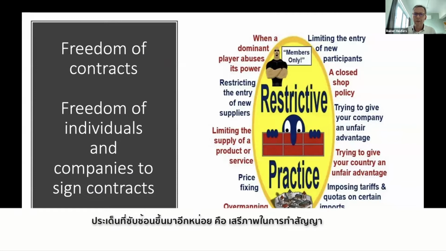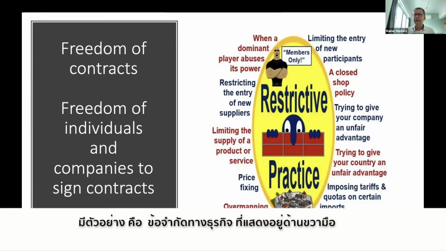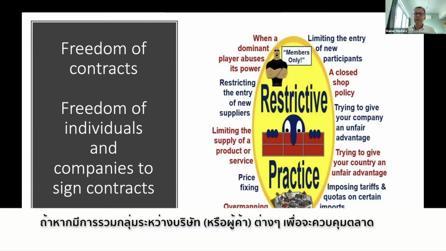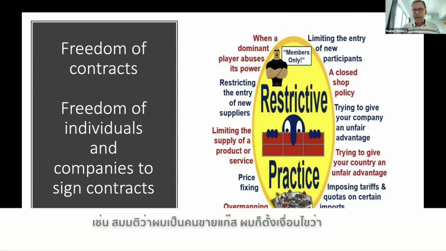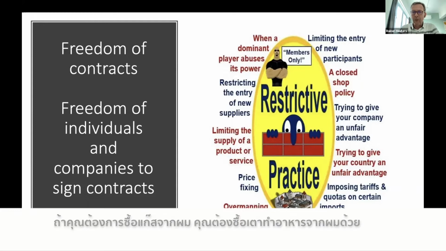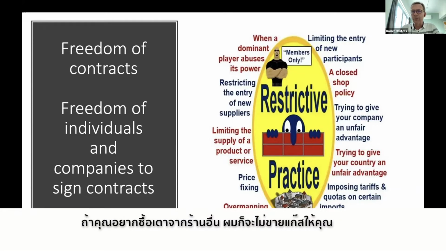A more complex issue here is the freedom of contracts. I chose the example on the right-hand side on looking at restrictive practices. If you form these cartels, these groups that try to dominate the market, they will always try to adopt a restrictive practice. You want to buy gas from me, let's say I'm a gas supplier, you also have to buy my stoves. If you want to use someone else's stove for cooking, I'm not going to sell you my gas.